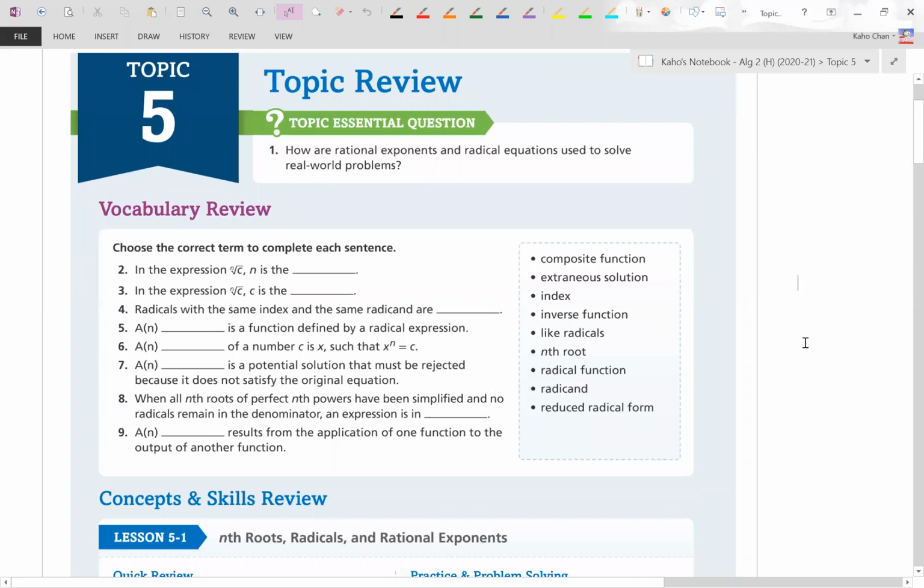Number 2, in the expression the nth root of c, n is the index. That's what it is, the index. Number 3, in the expression the nth root of c, c is the radicand. That's the value inside the radical. The radicand. Number 4, radicals with the same index and the same radicand are like radicals.